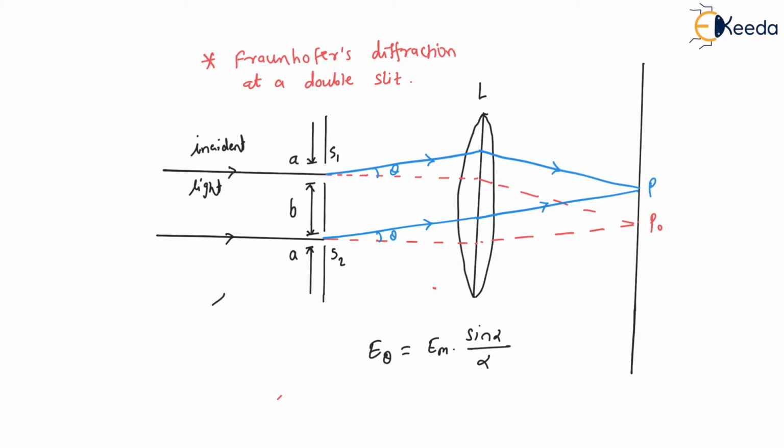Before that, we will derive mathematically how the terms are related to each other. First of all we will find the resultant amplitude at this particular point P due to interference as well as diffraction, and then we will find the intensity and the nature of this P, whether it is a maxima or minima. Now here, first of all, we'll write this a as the slit width.